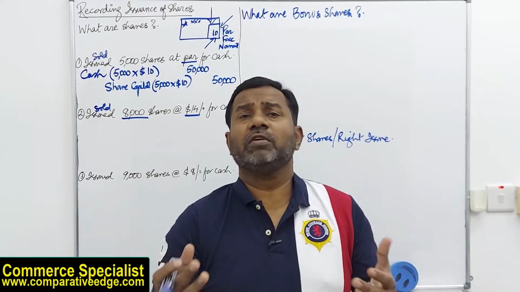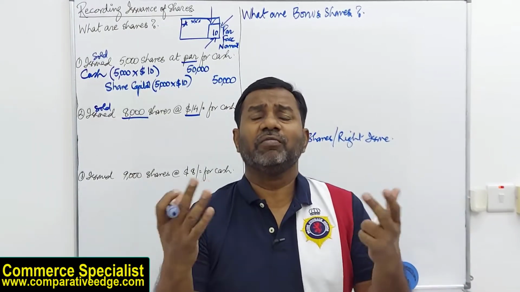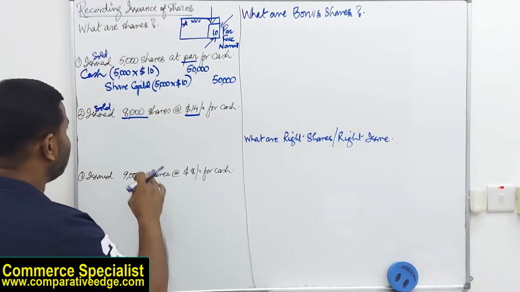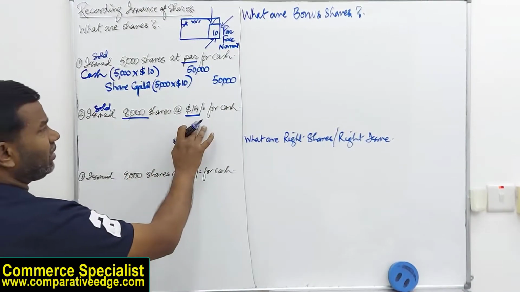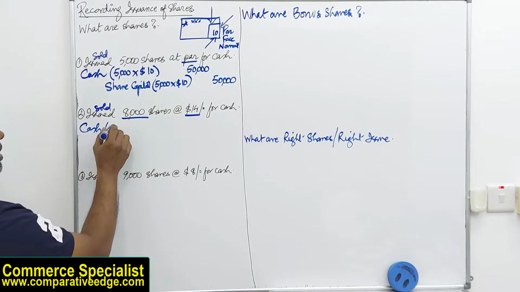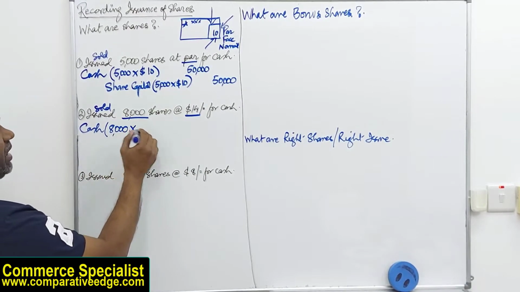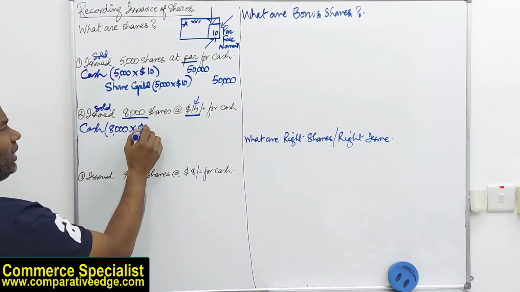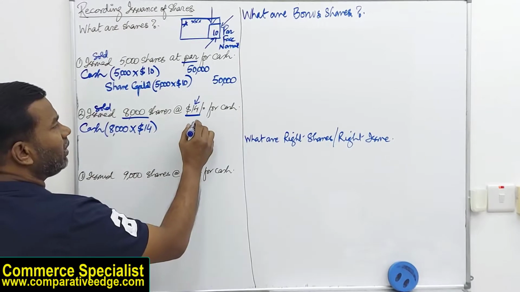But the company has a very good reputation in the market. There is a lot of demand for the shares. They may sell at a higher price. And this is exactly what is happening here. So if the company is selling 8,000 shares at the rate of 14, the entry would be, you always debit cash with the number of shares being sold multiplied by the amount you are charging, the selling price of the share, which is 14. This will give you 112,000.